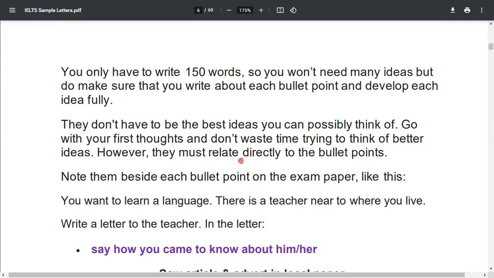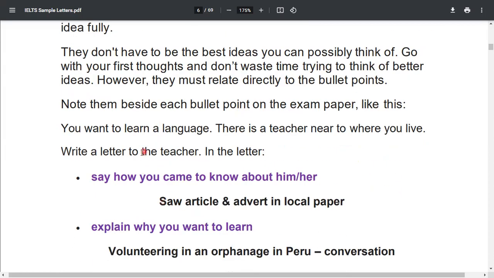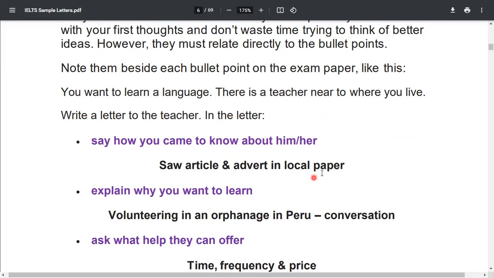However, they must relate directly to the bullet points, which are beside each bullet point on the exam paper, like this. You want to learn a language, there is a teacher near to where you live, write a letter, blah, blah, blah. So, for example, next to the first question, which says, say how you came to know about him, her, I'm going to write that I saw an article or an advert in a local paper. Okay, so just take some notes of the answer to every single question before you start the actual writing.